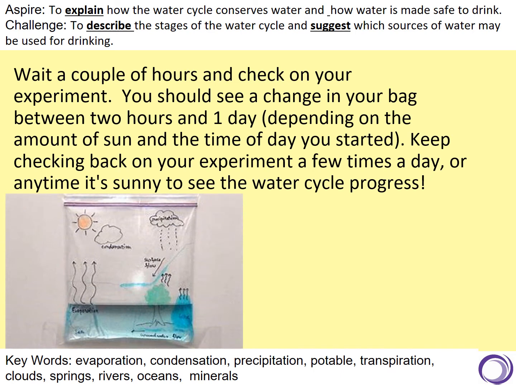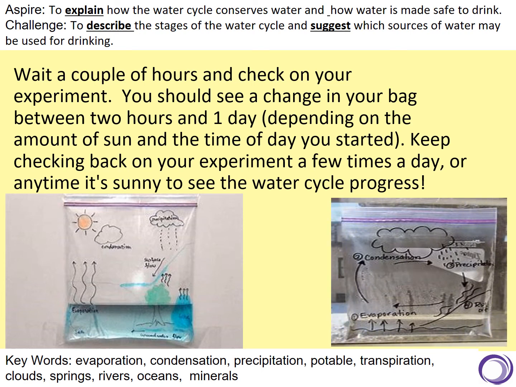And hopefully what you will see is something similar to this. And you will be able to mark on the things that are actually happening. Okay, so we should see evaporation happening from the water. You should be able to see some kind of condensation happening up at the top there. And then you should be able to see water running back down, precipitation, back into that plastic bag.